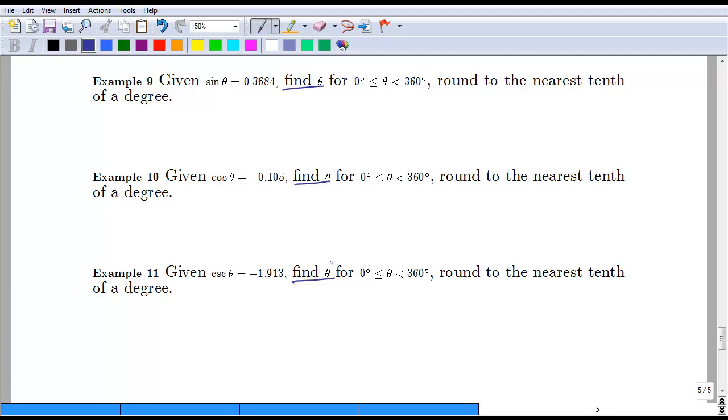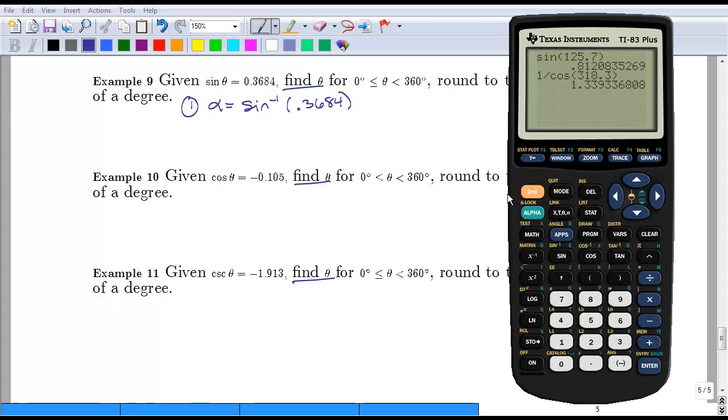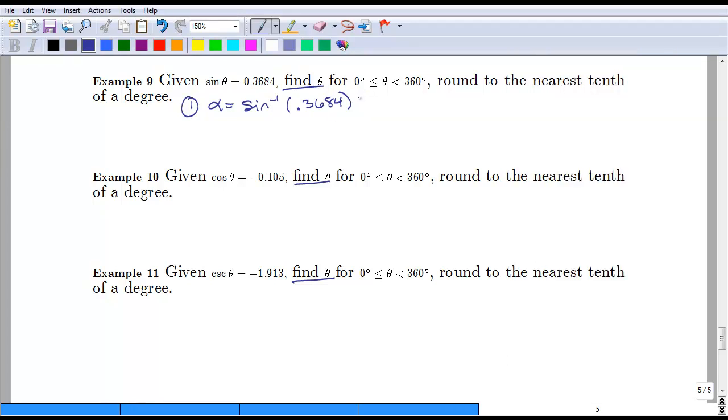In this first case here, we have sine of theta is equal to 0.3684. So first step is we are going to find the reference angle, which is going to be the sine inverse of 0.3684. And this again is just the reference angle. So we'll type that in. We hit second, sine, 0.3684. We hit enter and we get a reference angle of 21.62. It says to the nearest tenth of a degree, so we'll just round to 21.6 degrees. So that's our first step.